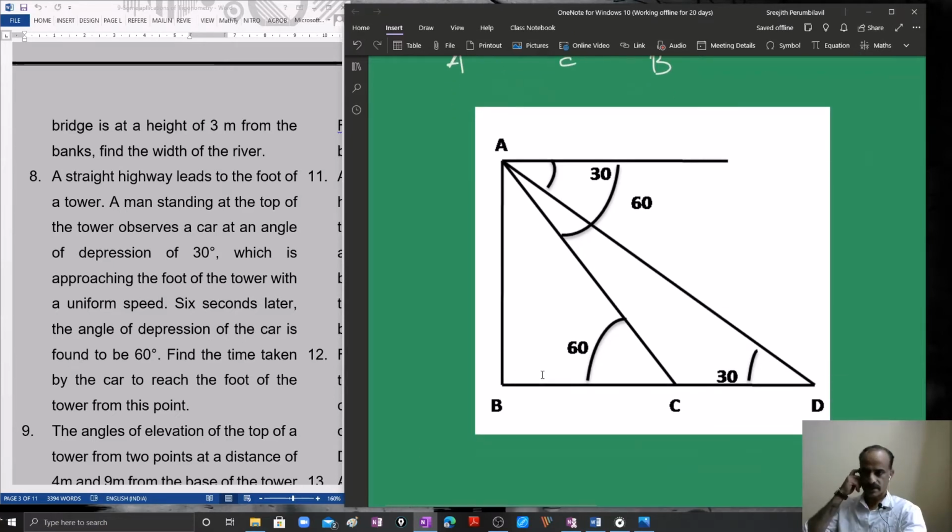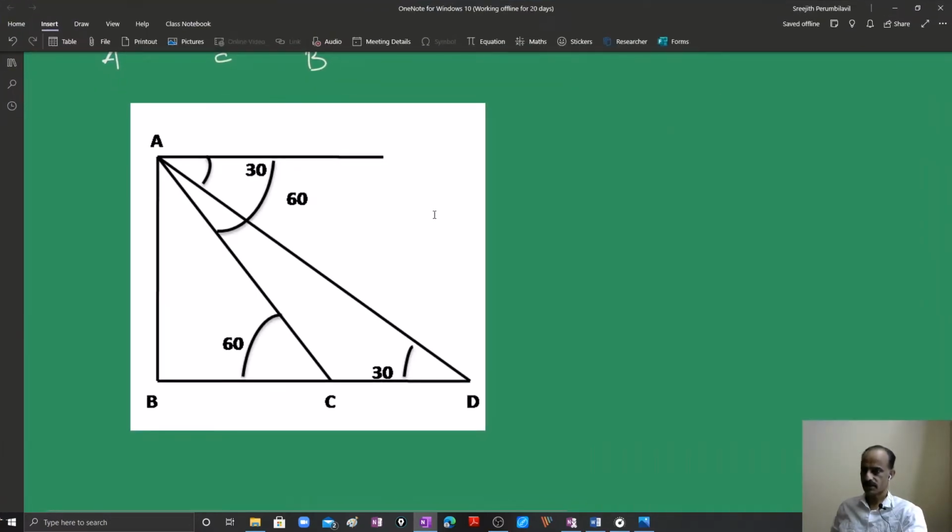I'll read the question once again. A straight highway leads to the foot of the tower. A man is standing on the top of the tower and observes a car at an angle of depression of 30 degrees. The car is approaching the foot of the tower with a uniform speed. 6 seconds later, it is found to be at 60 degrees. Find the time taken by the car to reach the foot of the tower. So this is the question.